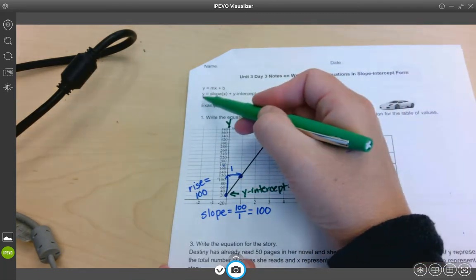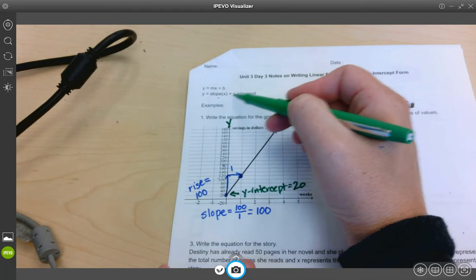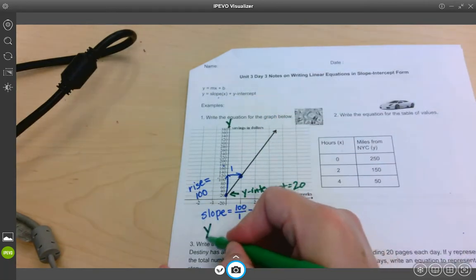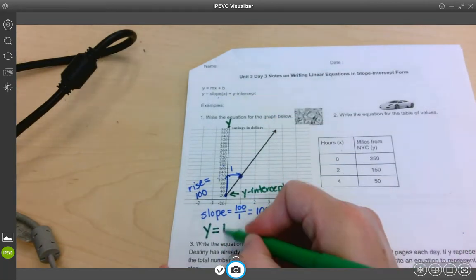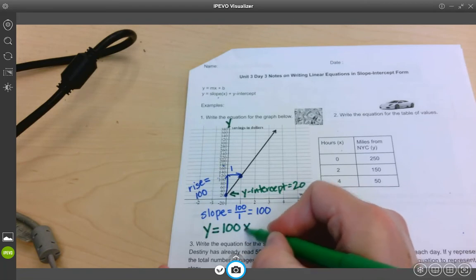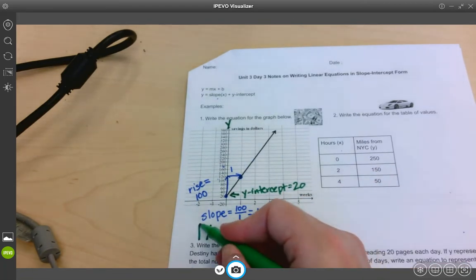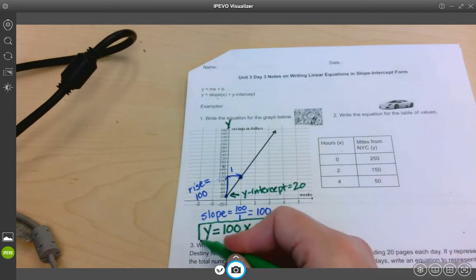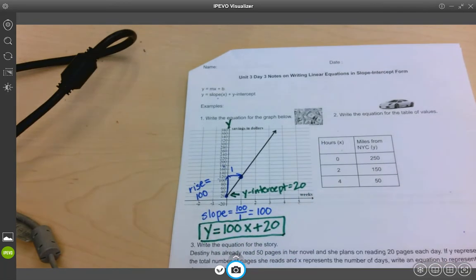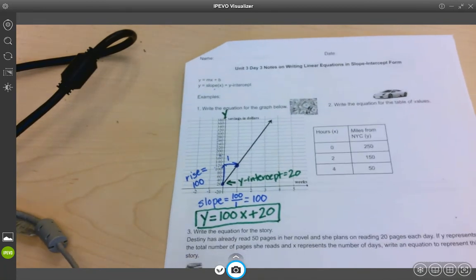Okay, so y is equal to the slope times x plus the y-intercept. So y equals 100x plus 20. All right, so we just did our warm-up backwards. In the warm-up, we took the equation and we graphed it. And now we're taking the graph and we're writing the equation.